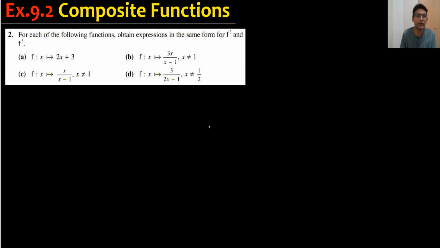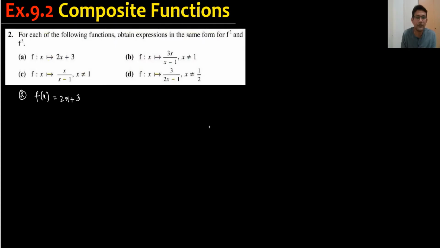Exercise 9.2, question number 2 onward. In question number 2, I would like to say please watch the previous 9.2 video, like question number 1 and the explanation of the composite function. That will be easy for you to understand these questions. So in question number 2 part A, we have the first function is 2x plus 3.